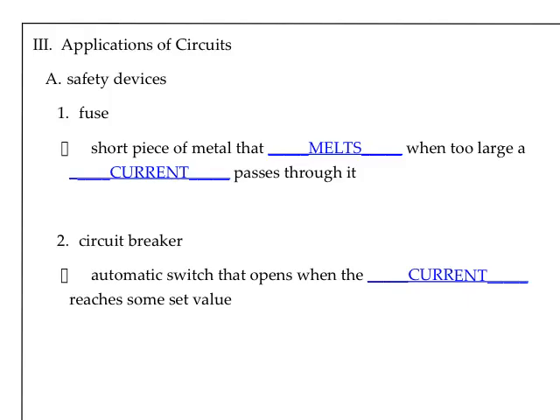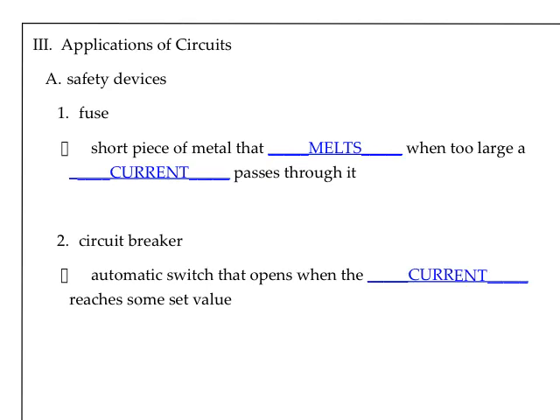Welcome back to our last section on circuits. We're going to start out discussing some safety devices. First, we have a fuse, which is a short piece of metal that melts when too large of a current passes through it. Next is a circuit breaker, which is an automatic switch that opens when the current reaches some set value.